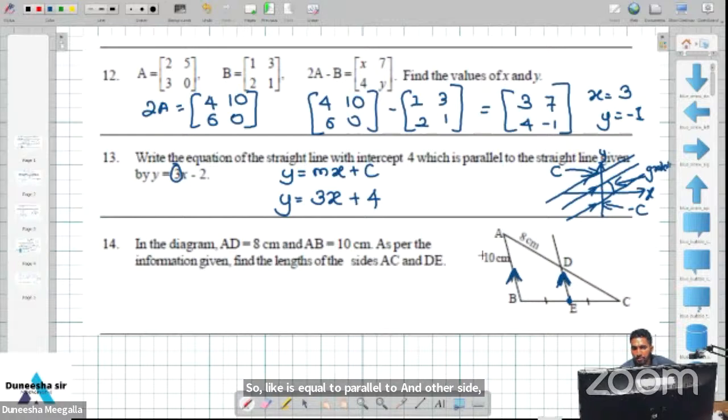What part of this 10 cm is DE? DE is half of AB. So what is the size of DE? DE is equal to half of AB. It's 5 centimeter. What is the theorem? Midpoint theorem.